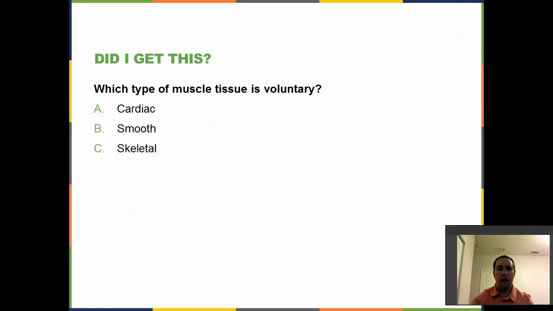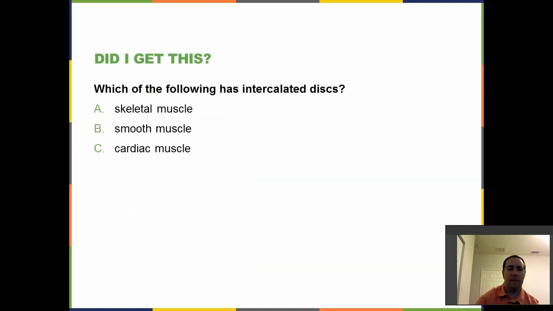So which types of our muscle is voluntary? Yes. Skeletal muscle was the voluntary muscle. Which one had intercalated discs? Cardiac. Yep, and what was the purpose of the intercalated disc? To separate the cells. So that separates the cells and what? Conduct electricity so that they can all contract at the same time. Correct. So it connects the cells together.